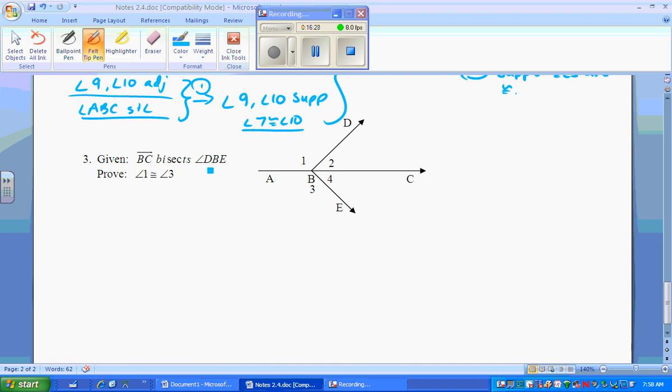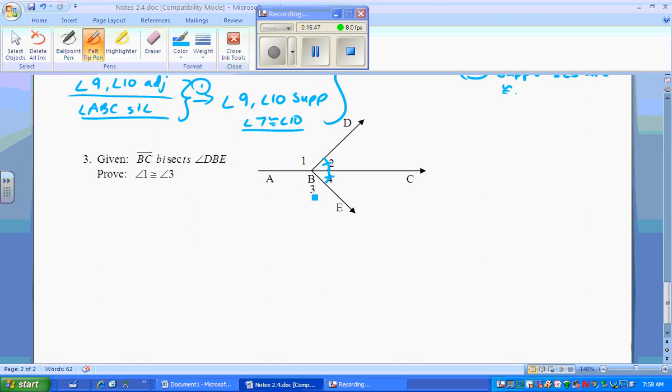Last one, let's finish it up. BC bisects angle DBE. Well, what does it mean to bisect? That's right. It means to cut it into two congruent pieces. So angle 2 and angle 4 are congruent because BC was bisecting angle DBE. We want to prove 1 and 3 are congruent.